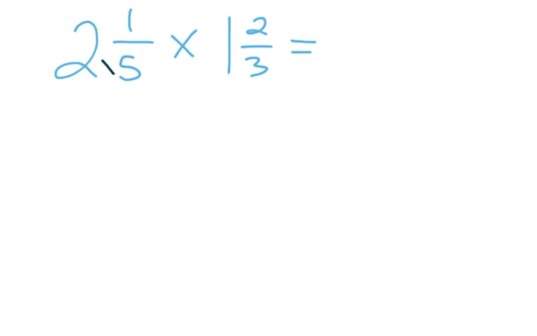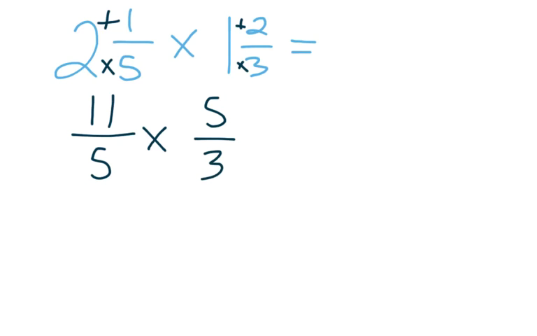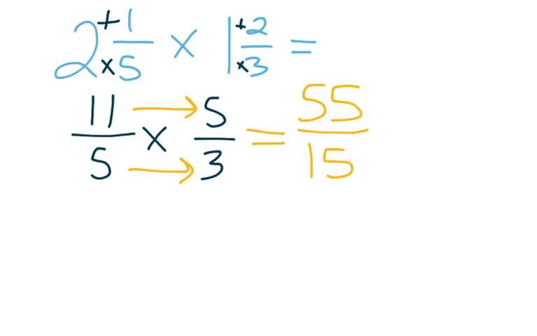In our first example, we're going to do bottom times the side plus the top. 5 times 2 is 10, plus 1 is 11/5 times bottom times the side plus the top. 3 times 1 is 3, plus 2 is 5 over 3. Once again, all you're doing is multiplying straight across. So we get 55, because 11 times 5 is 55, 5 times 3 is 15. But we have to go ahead and change this improper fraction back into a mixed number.